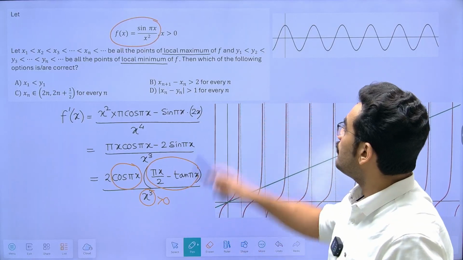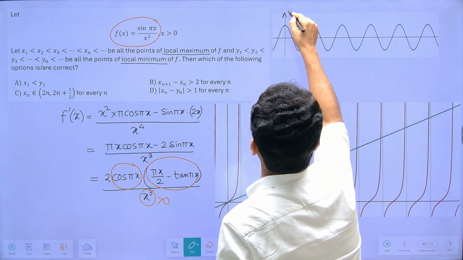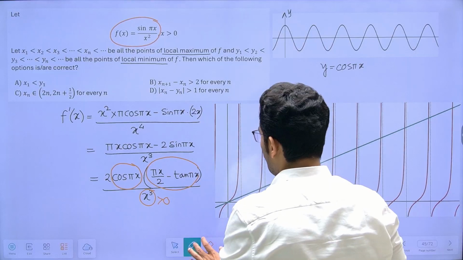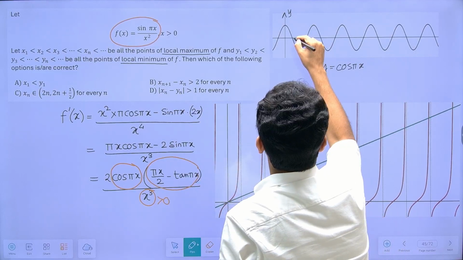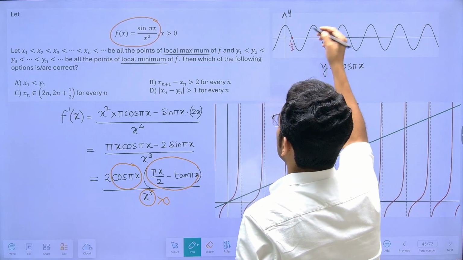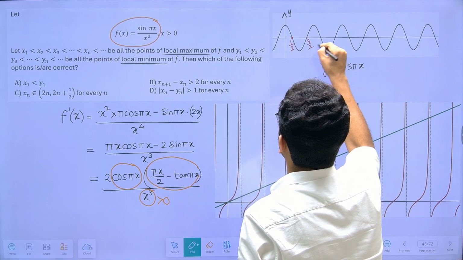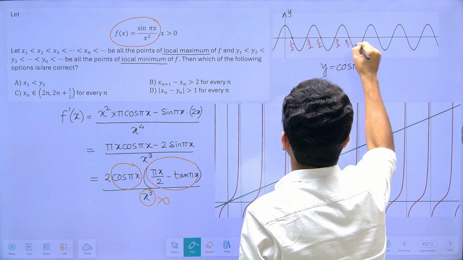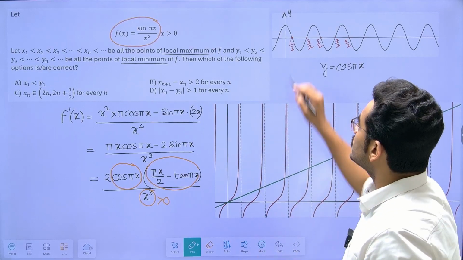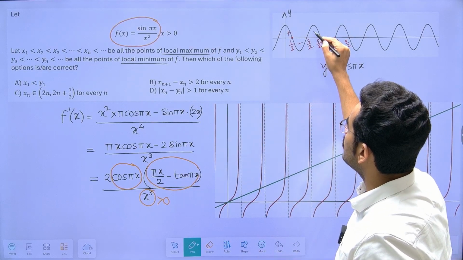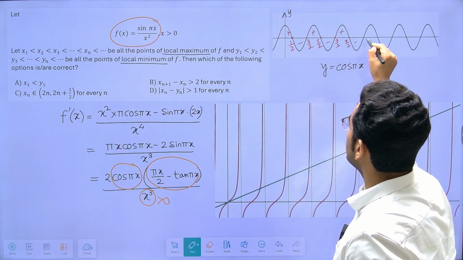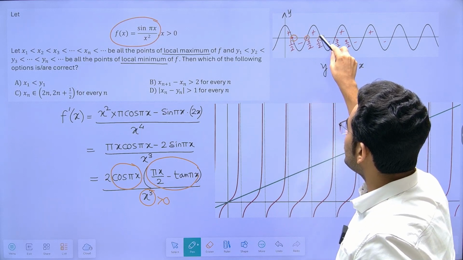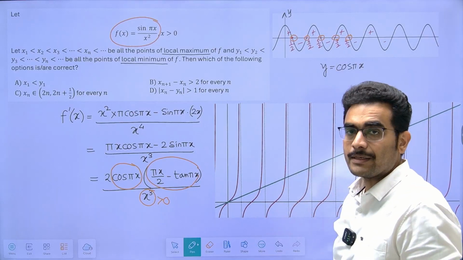Now cos(πx) graph I have plotted here. This is the graph of y = cos(πx). So if we label the points, this point will be 1/2 corresponding to cos(π/2). This corresponds to 3/2, this is 5/2, this will be 7/2, 9/2 and so on. So these are the points where cos(πx) is changing sign. Suppose positive to negative, positive, negative, positive, negative, like that. So these are the points where cos(πx) is changing sign, right?